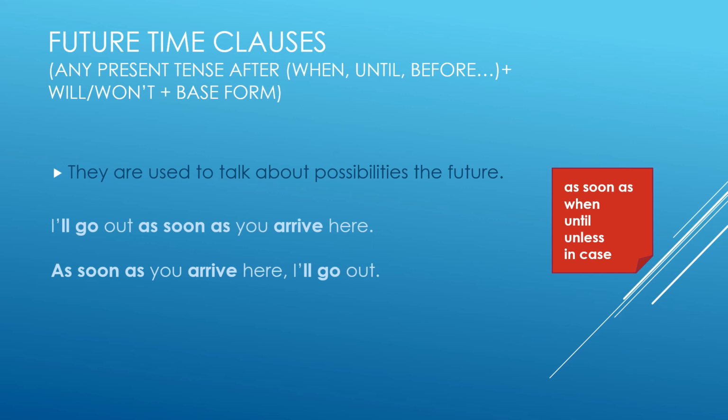Some other phrases or words that can introduce the time clause could be as soon as, when, until, unless, in case, before, and some others, right? It's important to remember that the present tense can be simple present, present continuous, or present perfect when we use this, because it says any present tense after when, until, before. So in this example we have simple present, but we can also have present continuous or present perfect after any of these words: as soon as, when, until, unless, or in case. So those are the future time clauses.